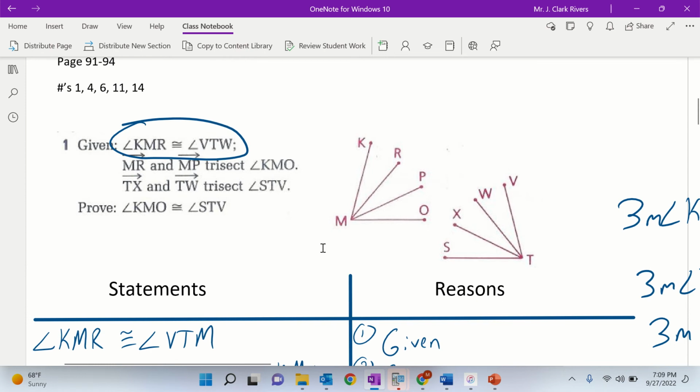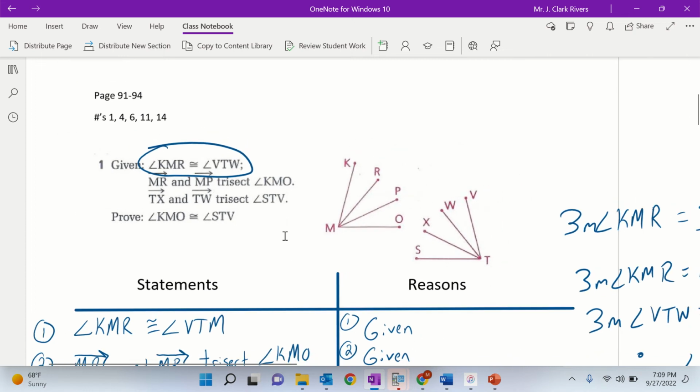So because the smaller angle KMR is congruent to VTW, and all three of these are congruent, and all three of these are congruent, we are able to determine that KMO, the larger angle here, is congruent to STV. STV is this larger angle here. That's going to be the multiplication property.